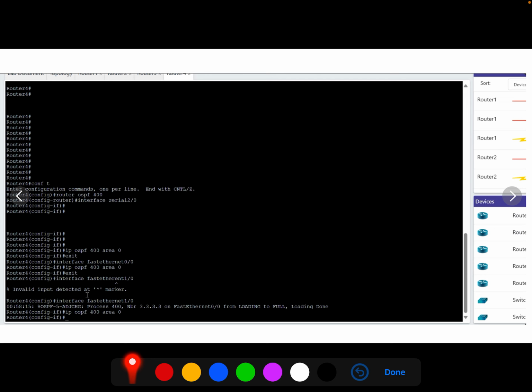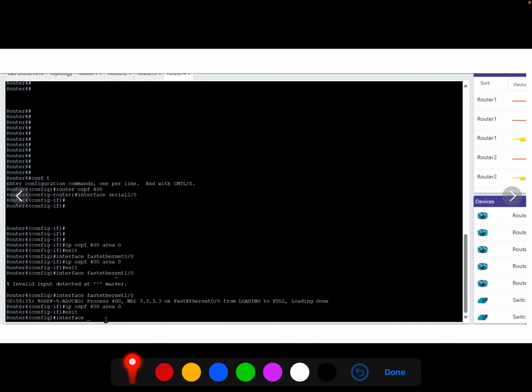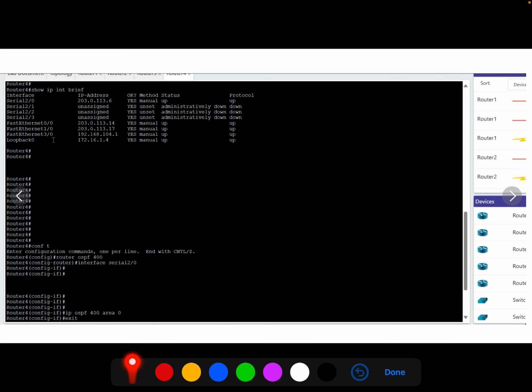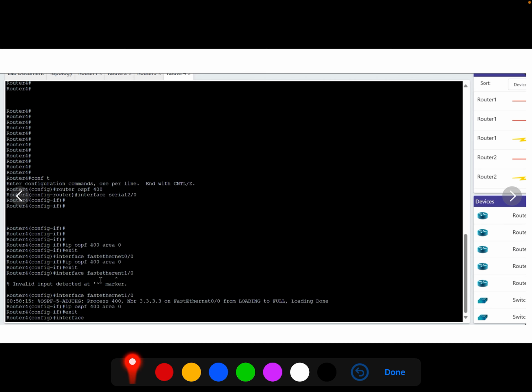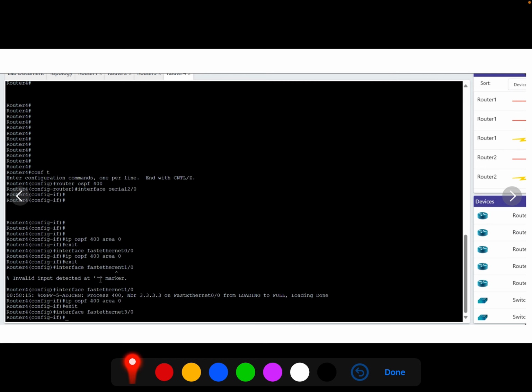Now let's do it again for the final two interfaces in show IP interface brief. And here we can see neighbor 3.3.3.3, router 3, on Fast Ethernet 0/0 loading to full state. So the state has changed regarding our neighbor relationship with router 3 on Fast Ethernet 0/0, and we've gone to a full neighbor relationship there, so that's good news. Fast Ethernet 3/0, IP OSPF. You guys can guess the rest. 400 area 0.